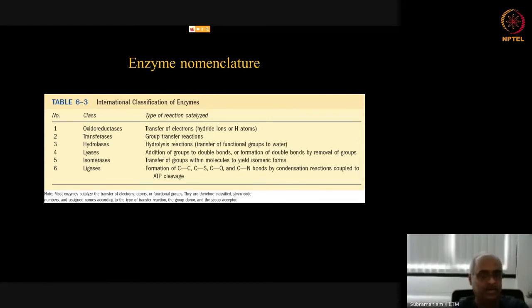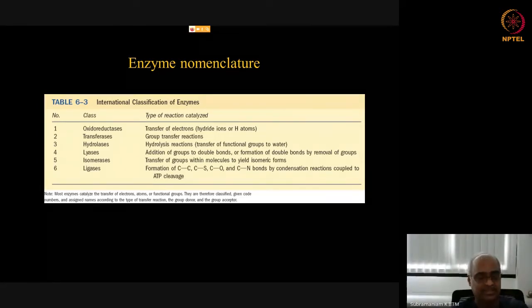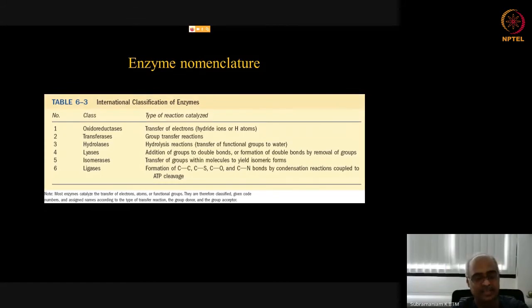Hydrolases break bonds where the original bond was made by condensation through dehydration. This is familiar to us. That is how polysaccharides are made, polypeptides are made, polynucleotides are made. They are all condensation reactions releasing a water molecule. Okay, dehydration-dependent condensation reactions. So to break them, you add water, which is called hydrolysis. And those enzymes are hydrolases.